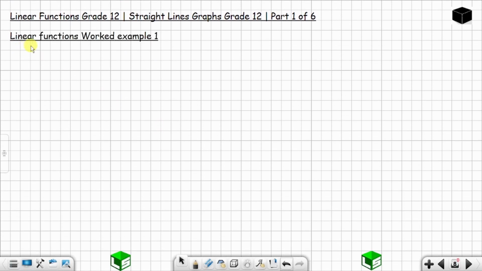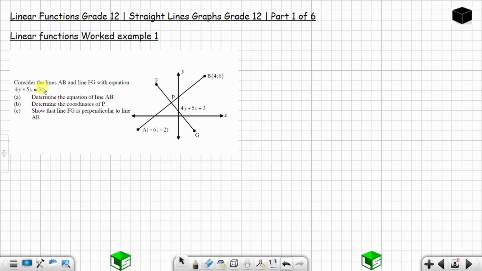Now it's example number 1. So this is the question. Consider the line AB and line FG with equation 4y plus 5x is equal to 3. A, determine the equation of line AB. B, determine the coordinates of P. C, show that line FG is perpendicular to line AB.